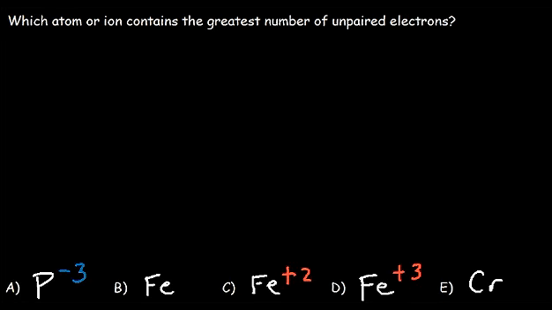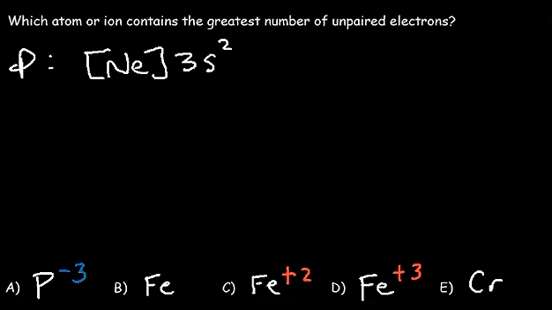Which atom or ion contains the greatest number of unpaired electrons? Is it A, B, C, D, or E? Which one would you pick? So let's write the configuration for each. First we have the phosphide ion. Now we know the electron configuration for phosphorus. Using noble gas notation, it's neon, which equates to 1s2, 2s2, 2p6, and then 3s2, 3p3.